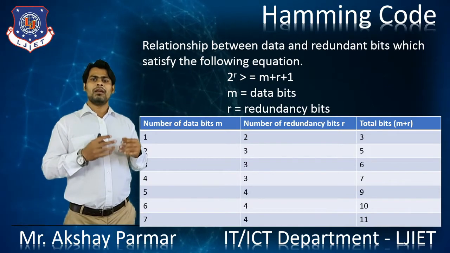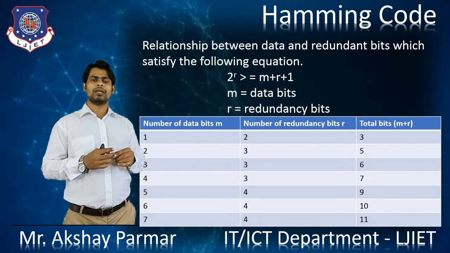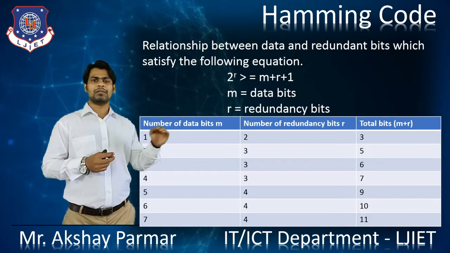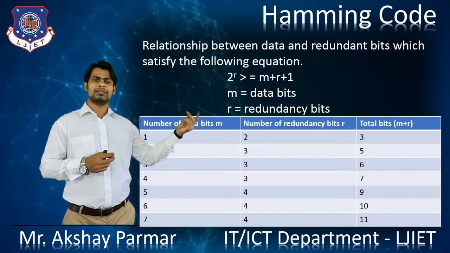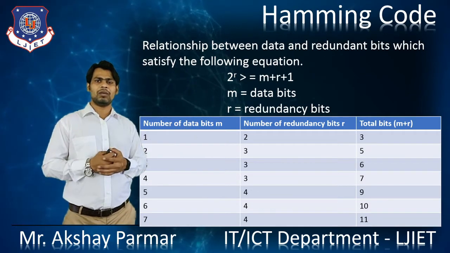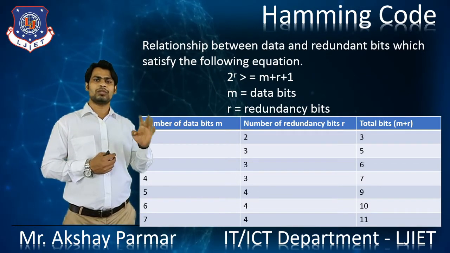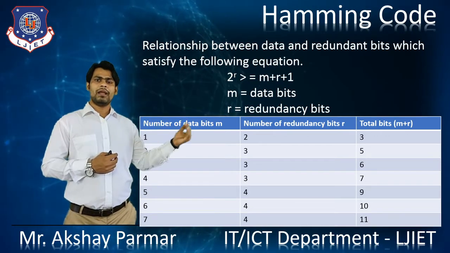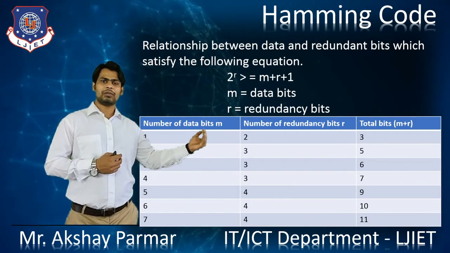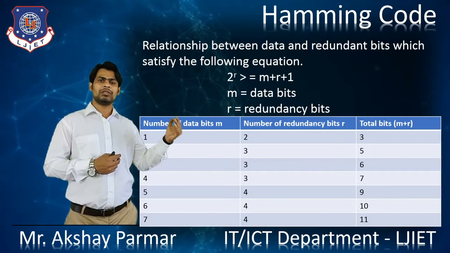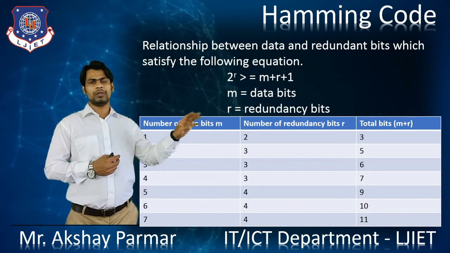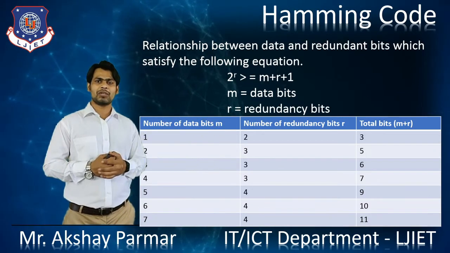So the number of data bits is 1, so we can apply the redundant bits as 2, right? So 1 plus 2 plus 1 is 4, which is greater than or equal to... 2 raised to 2 is 4. So 4 is greater than or equal to m plus r plus 1. So 1 plus 2 is equal to 3, plus 1 is equal to 4, and 2 raised to 2 is also 4. So we are satisfying this equation.